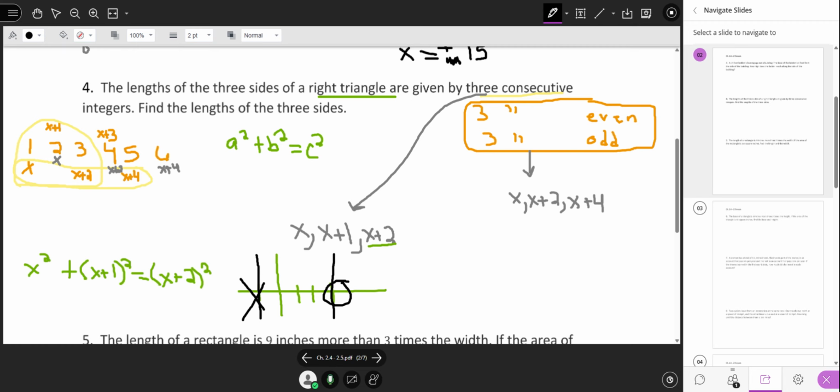Now it wants all three sides. So the first side is 3, and it says 3 consecutive. So then 4 and 5. If it had asked for even or odd, then this would have been a 2, and this would have been a 4, and you still would have put it in Desmos.